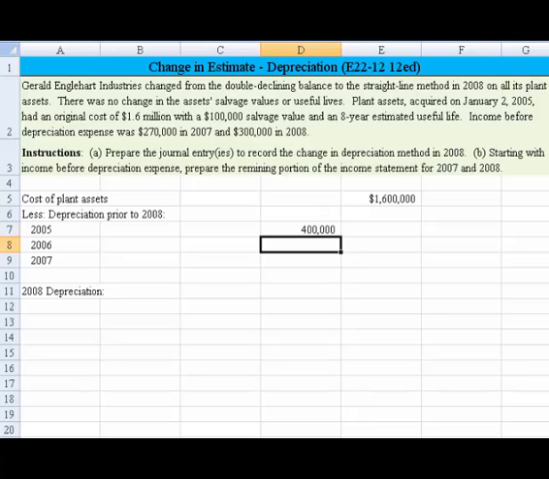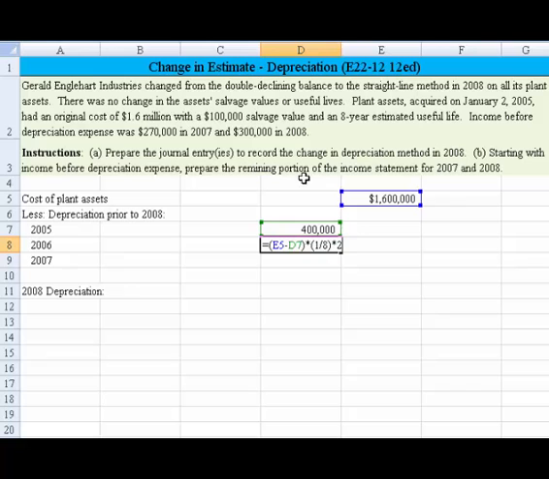And in 2006, we have to reduce the $1,600,000 by $400,000. So we take the $1,600,000 less what was already depreciated. This is the double declining balance method, right? And take that times 1/8, but then we double it, times 2. And we get $300,000.